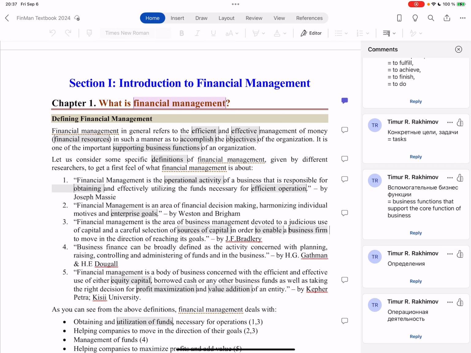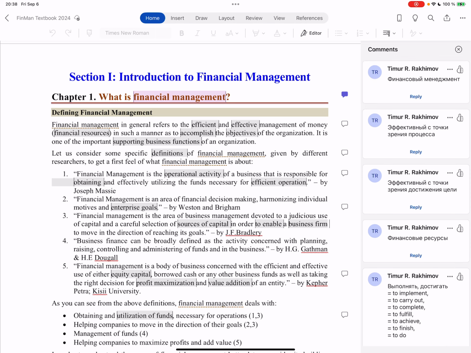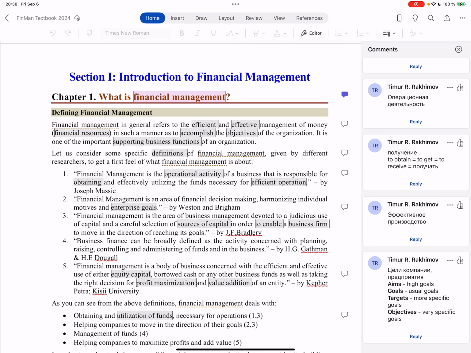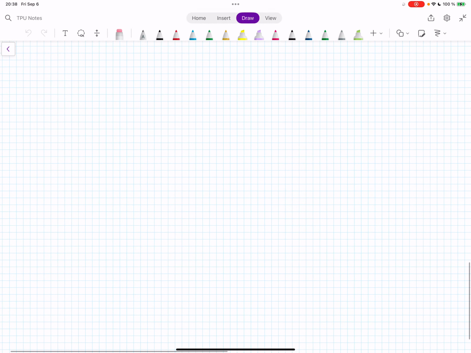What I'm going to do is that you will get the idea from the book, but I'm going to present some extra ideas which I find beneficial for better understanding the financial management and the terminology used in it. For example, today we will talk about the term efficient. We will talk about effective. We will talk about business functions, supporting business functions. And I think I want to talk about enterprise goals. So let's see what we have to say about this. I go back to my notes.